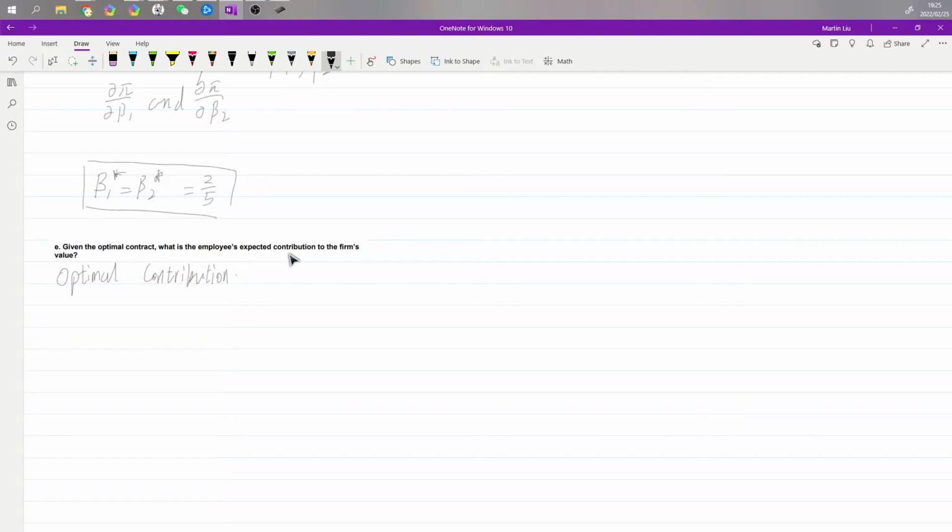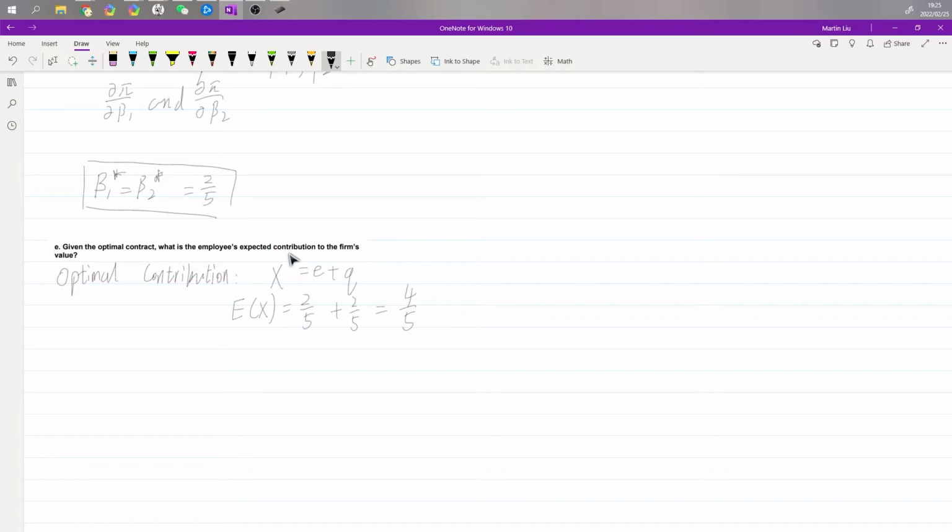since the contribution X is equal to E plus Q, and E and Q are each a function of effort 1 and effort 2, if we take the expected value of the entire thing, then the optimal level of contribution would be given as 2/5 plus 2/5, which is equal to 4/5. And that is the optimal level of contribution that is provided by the agent.